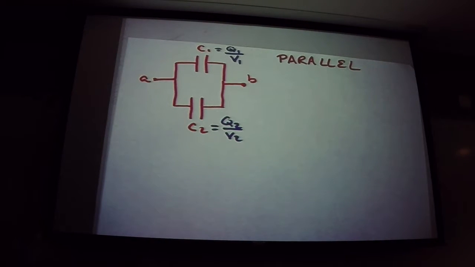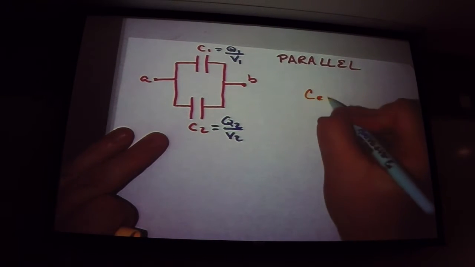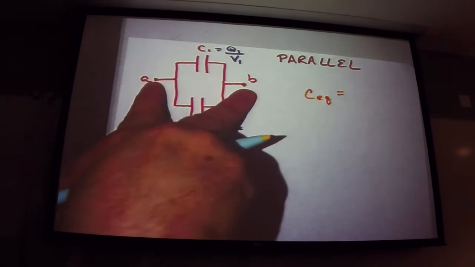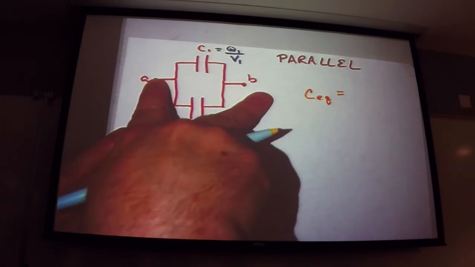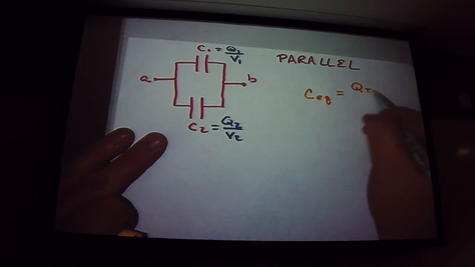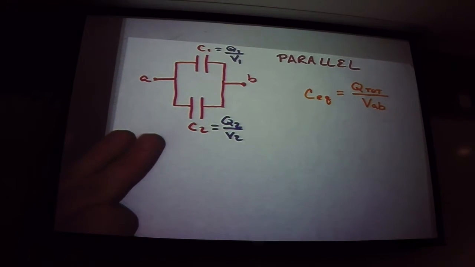Then I talk about the overall capacitance of the whole thing. Well, the overall capacitance, the equivalent capacitance, the thing that we're going to be looking for, is going to be equal to the total charge stored divided by the voltage between both A and B, the voltage across the whole thing. Okay? So Q total divided by VAB.